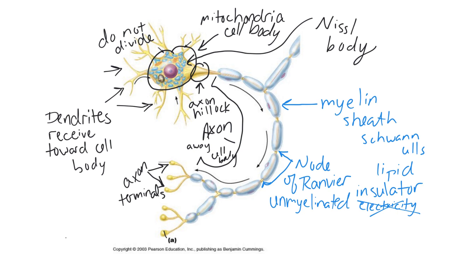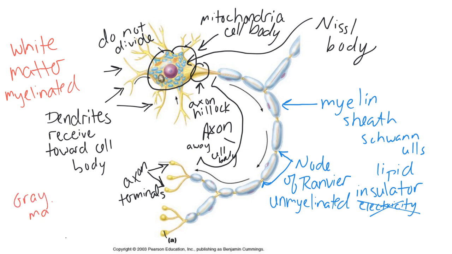So axons that are myelinated are what are called our white matter. So these are myelinated axons. Axons that are unmyelinated would be part of the gray matter. So this is unmyelinated. White matter actually has messages that travel faster than gray matter because of the myelin, because of the insulator. So this is a faster type of conduction.